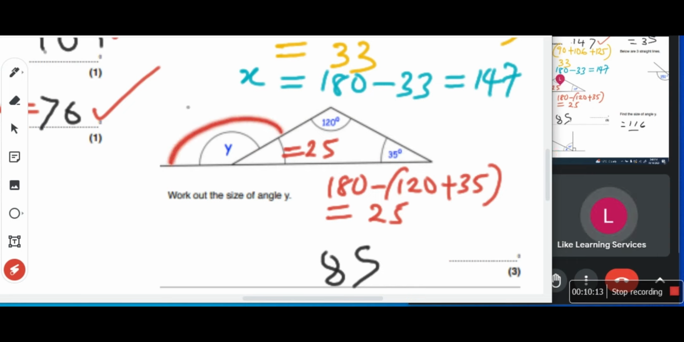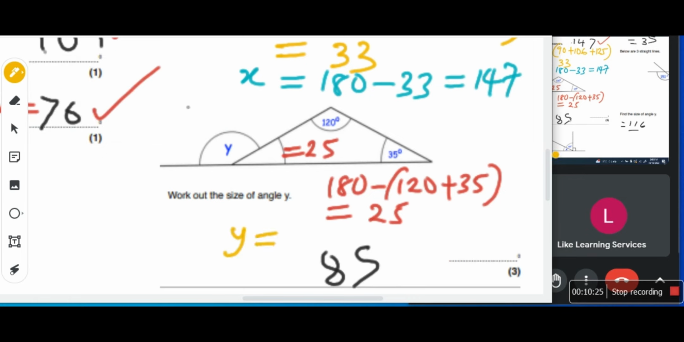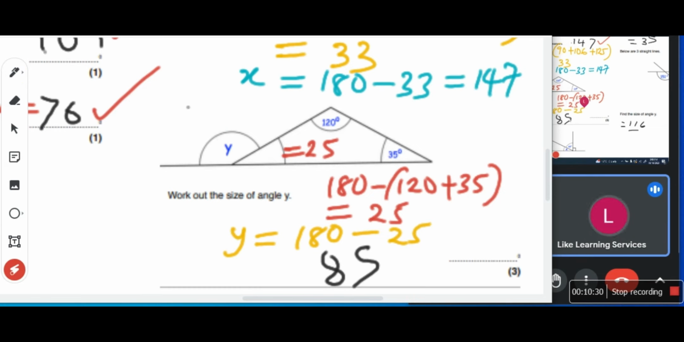So what's the value of y? Talk to me, what's the value of y? 180 minus 25, because the whole straight line is 180. y plus 25 is 180. Angles on a straight line. I think that should be 155, right?